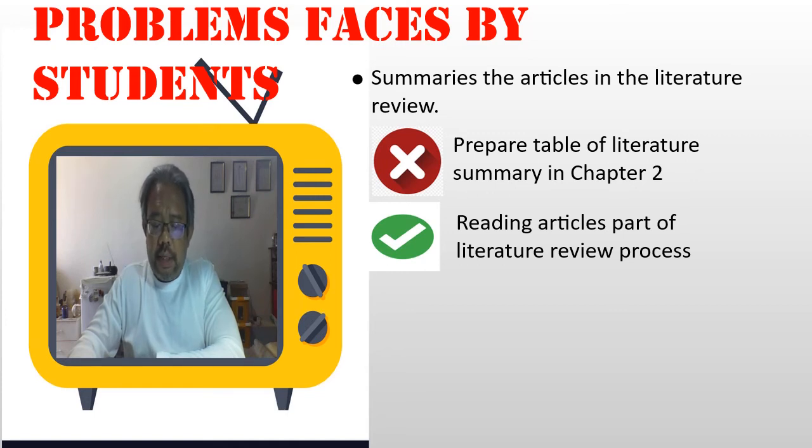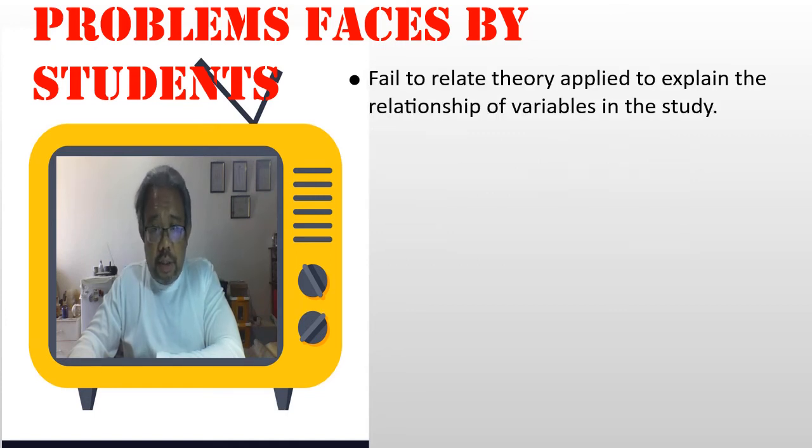The third problem, or should I say the weakness, that I found in students' literature review is that students fail or are not able to relate or explain the theories and how they relate to the research framework. What I mean is that students are not able to discuss or elaborate on how the theory creates their research framework, their IVs and their DVs.